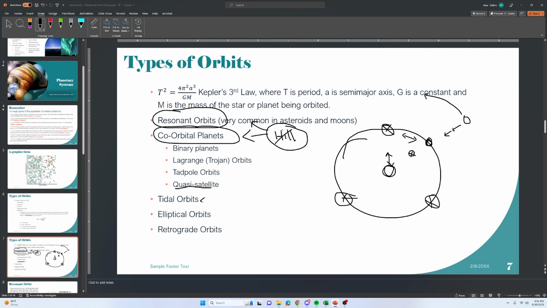Okay, so the other type of orbit that you can have for planets are tidal orbits. These are orbits where they're so close that the sun has exerted so much tidal force on them that they no longer spin.